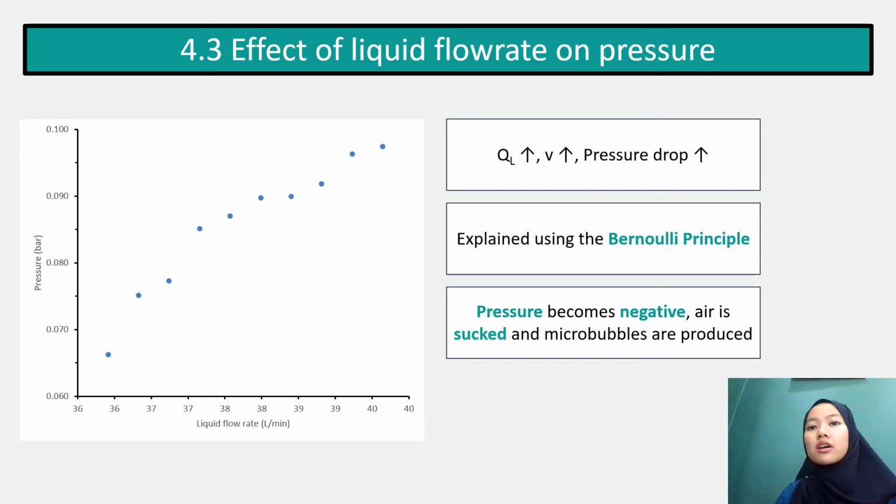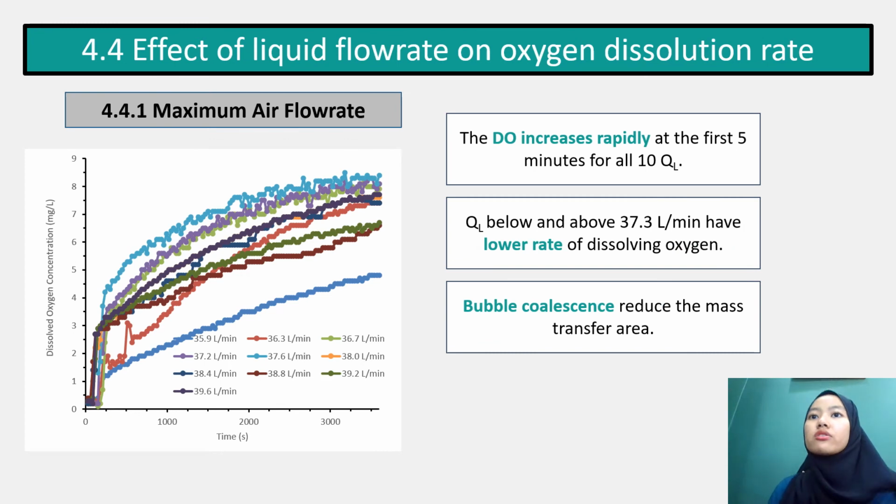Okay, so now moving on. The effect of liquid flow rate on oxygen dissolution rate. The first one is the maximum air flow rate. This is the graph of oxygen dissolution as a function of time for different liquid discharge. As can be seen, the DO increases rapidly during the first 5 minutes. At maximum QG, the bubble characteristic changes with the liquid discharge rate.